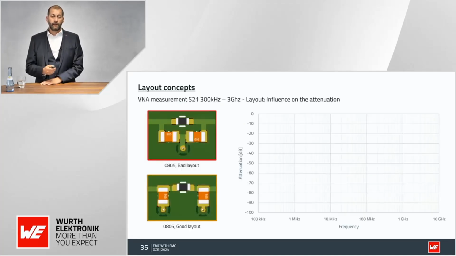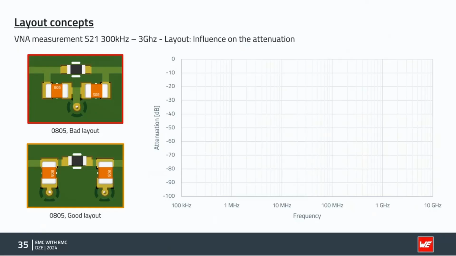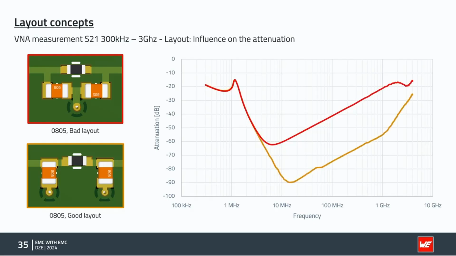Here is a superb, simple example: filter attenuation. Both are the same components. The only thing we changed is the layout. And what you can see is that the bad design and the good design are separated by more than 30 dB. 30 dB is not little, it's a lot. And you did not spend more money on better components.